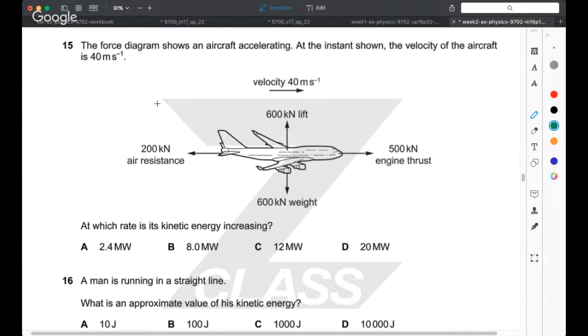So kinetic energy, it's half mv squared. So the kinetic energy is equal to half mv squared. The m is 600 kN and v is 300 kN. No, it's not, because that's kilonewton. You need to convert it just to newtons. So you just add 1,000 on to each one. So 600,000 and 300,000, because the air resistance is 500 minus 200, which is 300.